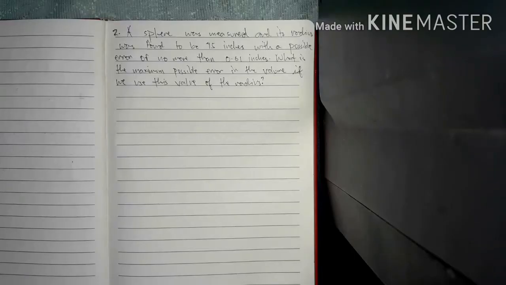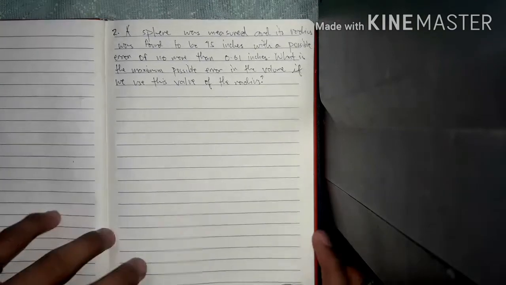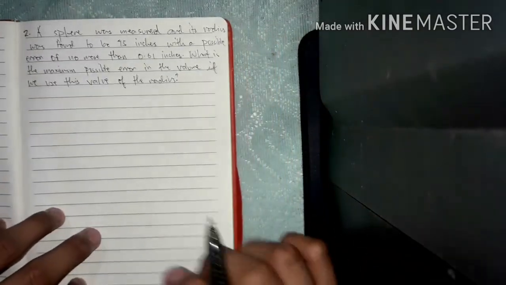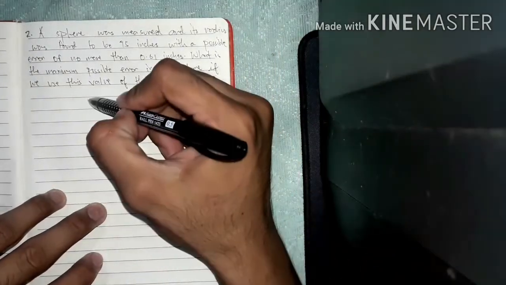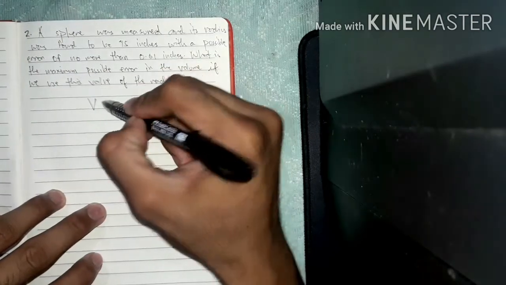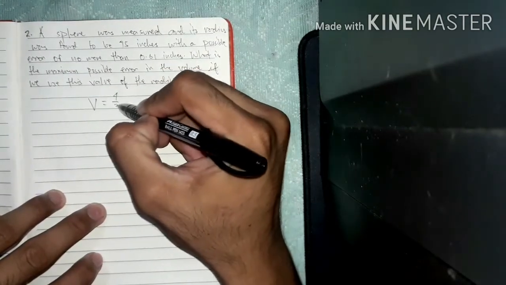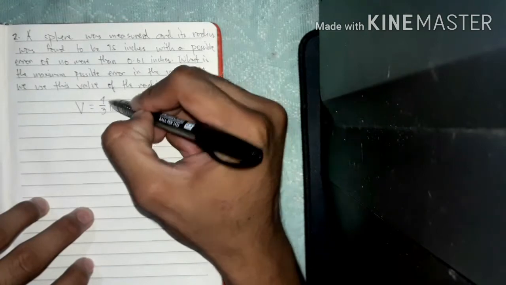So in this problem, a sphere was measured and its radius was found to be 45 inches with a possible error of no more than 0.01 inch. What is the maximum possible error in the volume if we use this value of the radius? First things first, let us recall the equation for the volume of a sphere. The volume of a sphere is V equals 4/3 pi r cubed.